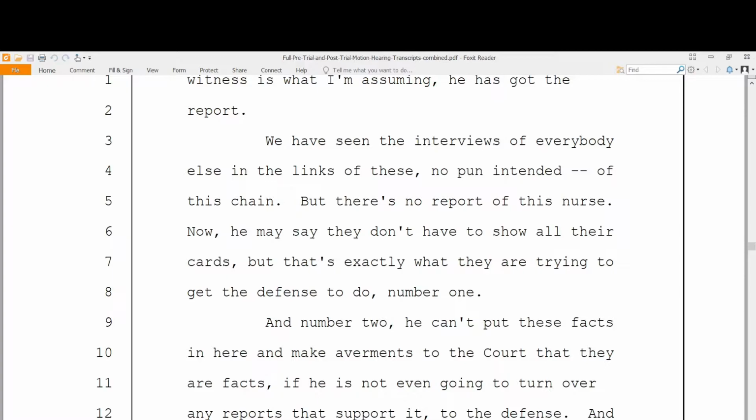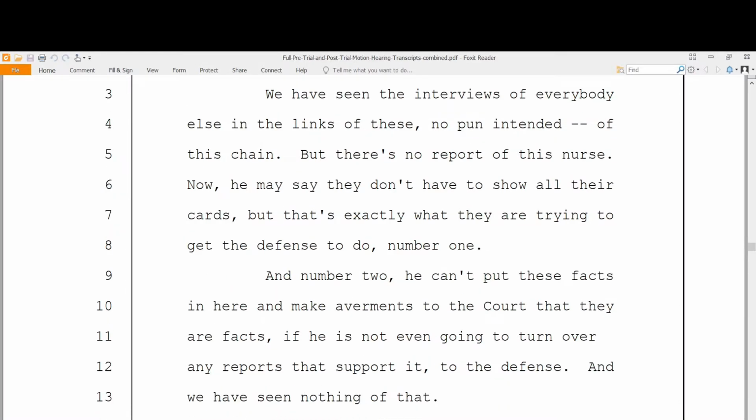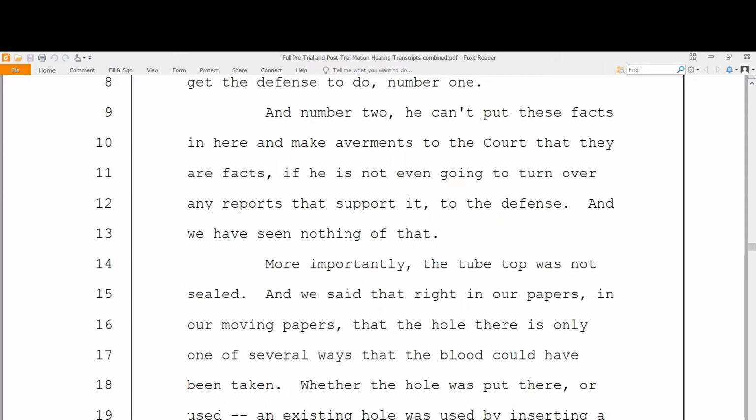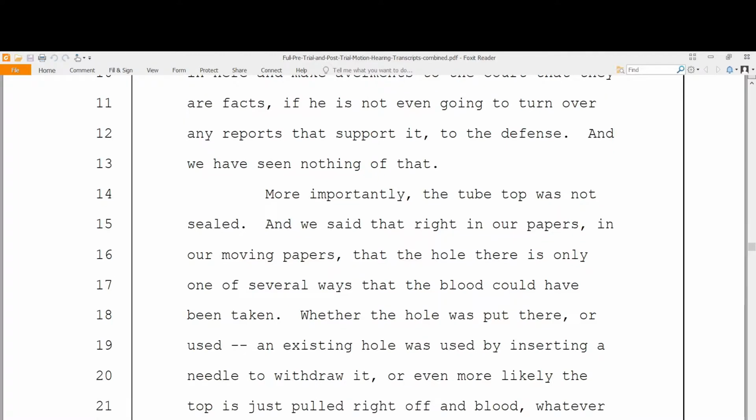Now, he may say they don't have to show all of their cards, but that's exactly what they're trying to get the defense to do, number one. And number two, he can't put these facts in here and make averments to the court that they are facts if he is not going to turn over any reports that support it to the defense. And we have seen nothing of that.